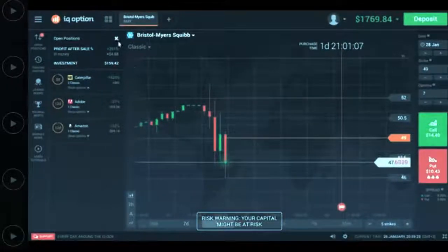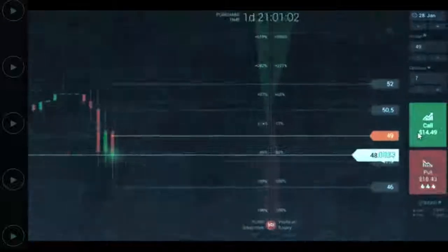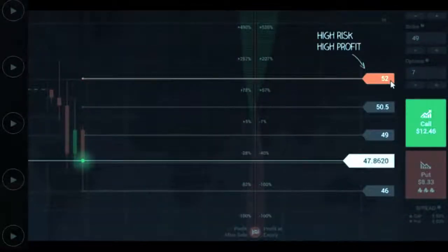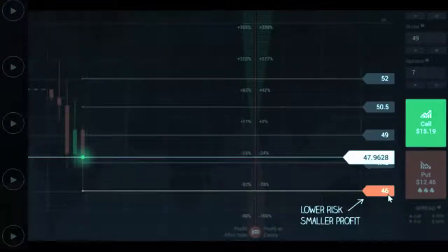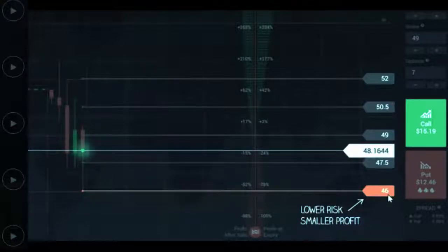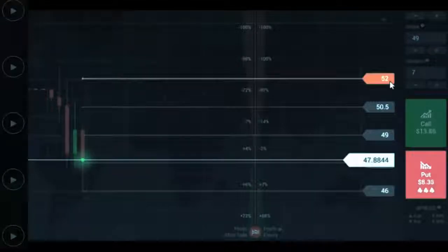You can use strikes to choose the risk and potential profit. When buying a call option, a higher strike price means you can earn more profit, but it also involves more risk. The lower the strike price, the lower the risk, but the profit will also be much smaller. This is what determines the price of the option at different strikes. Buying a put option works the same way, but in the opposite direction.